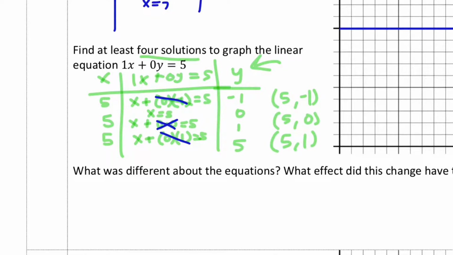And our next one, we're plugging in 5. So we get x plus 0 times 5 equals 5. Anything times 0 is 0, so that's gone. And we're left with just x equals 5. So that gives us our last point, (5, 5).